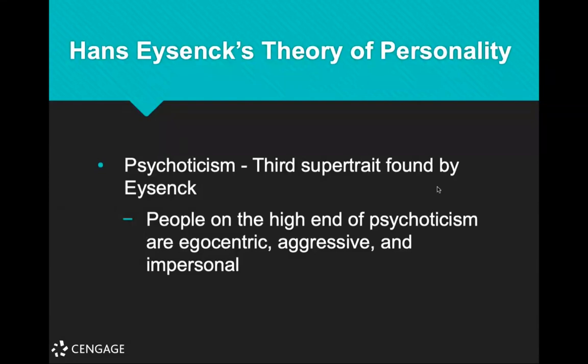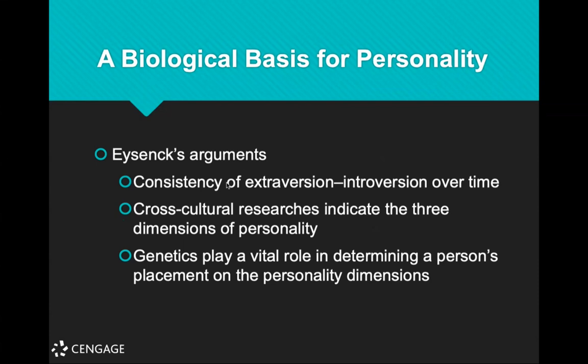So now what about the third super trait found by Eysenck? He called it psychoticism, and although it didn't retain itself until our generation, it was still something that was important to Eysenck. He described people who are high on this as egocentric, aggressive, and impersonal. So these were sort of his formulations of the psychotic type of personality dimensions.